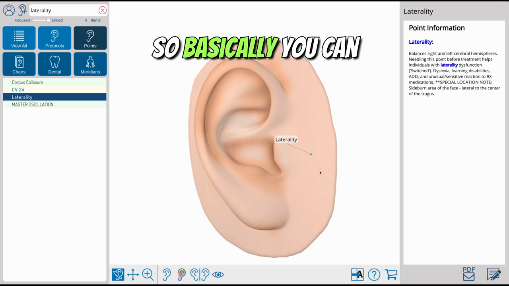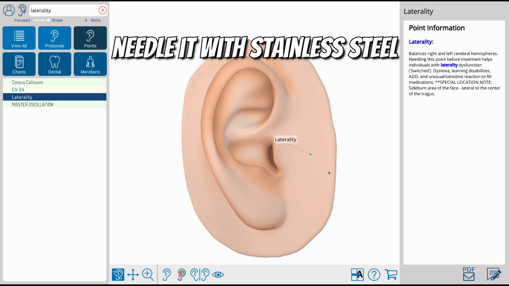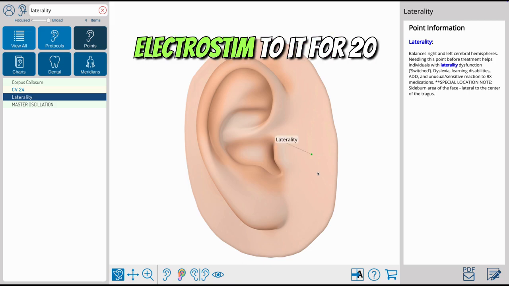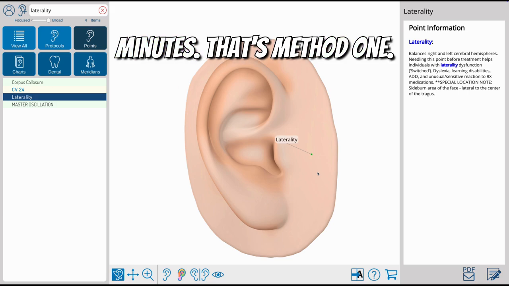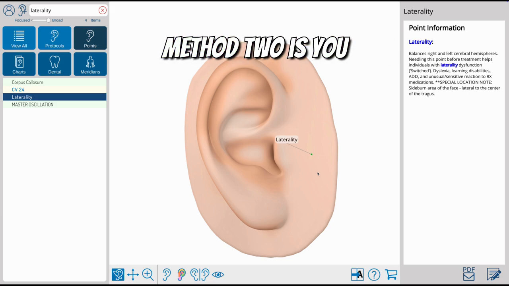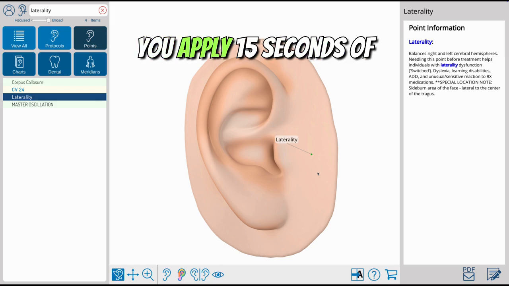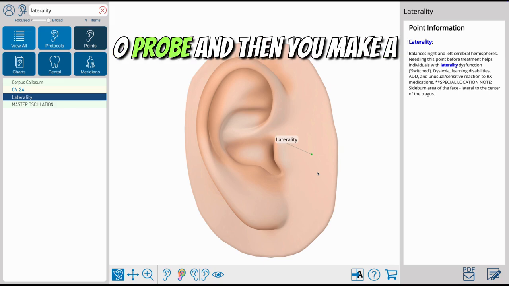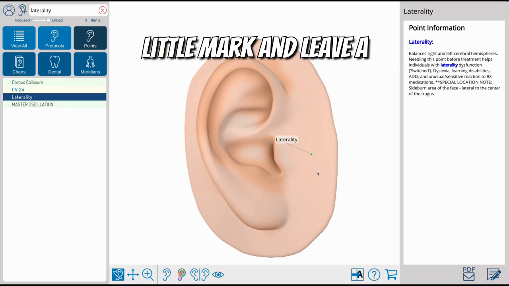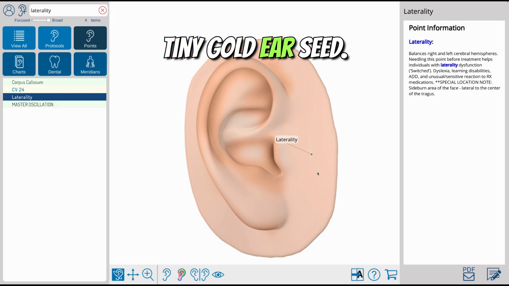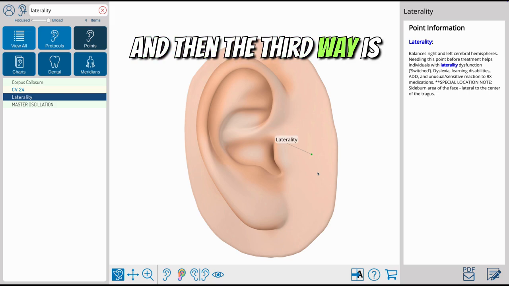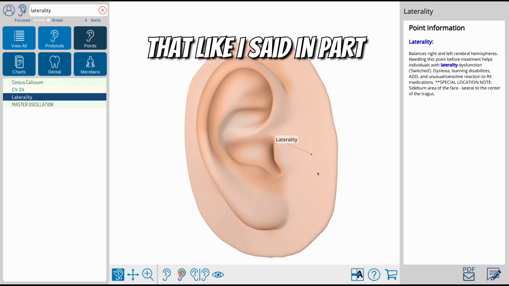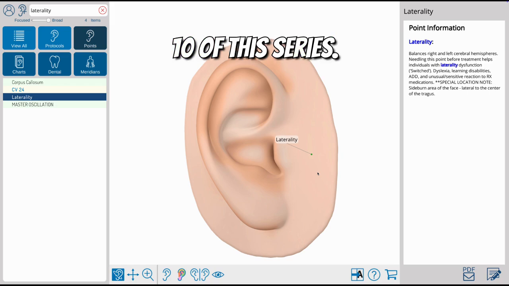Now, I'm going to be going over, especially in the last part of this series, 3 different techniques to treat this. So basically, you can find the point, needle it with a stainless steel needle, and then apply electrostim to it for 20 minutes. That's method 1. Method 2 is you find the point, you apply 15 seconds of electrical stim using the Point-O probe, and then you make a little mark and leave a tiny gold ear seed. And then the third way is intradermal needles. We're going to get more into that, like I said, in part 10 of this series.